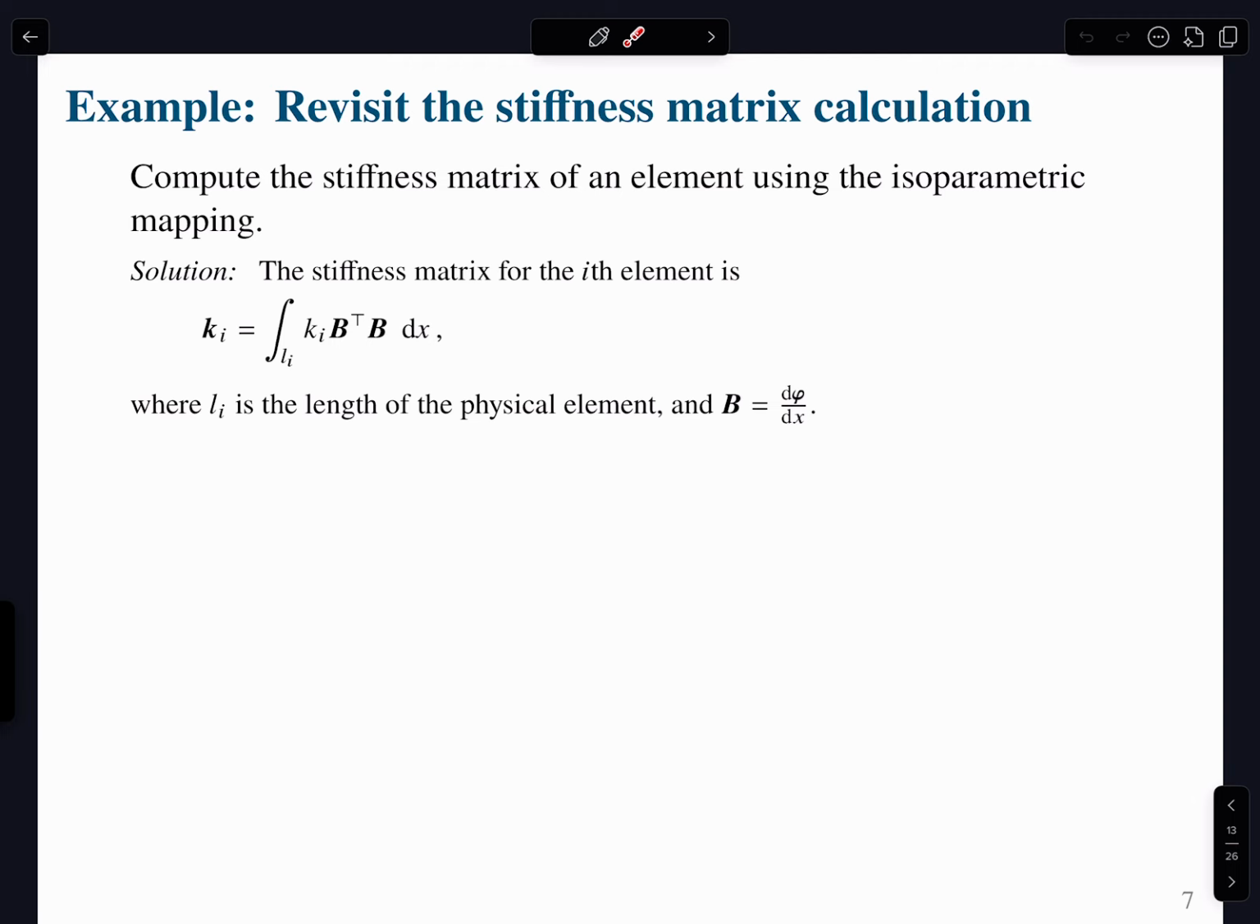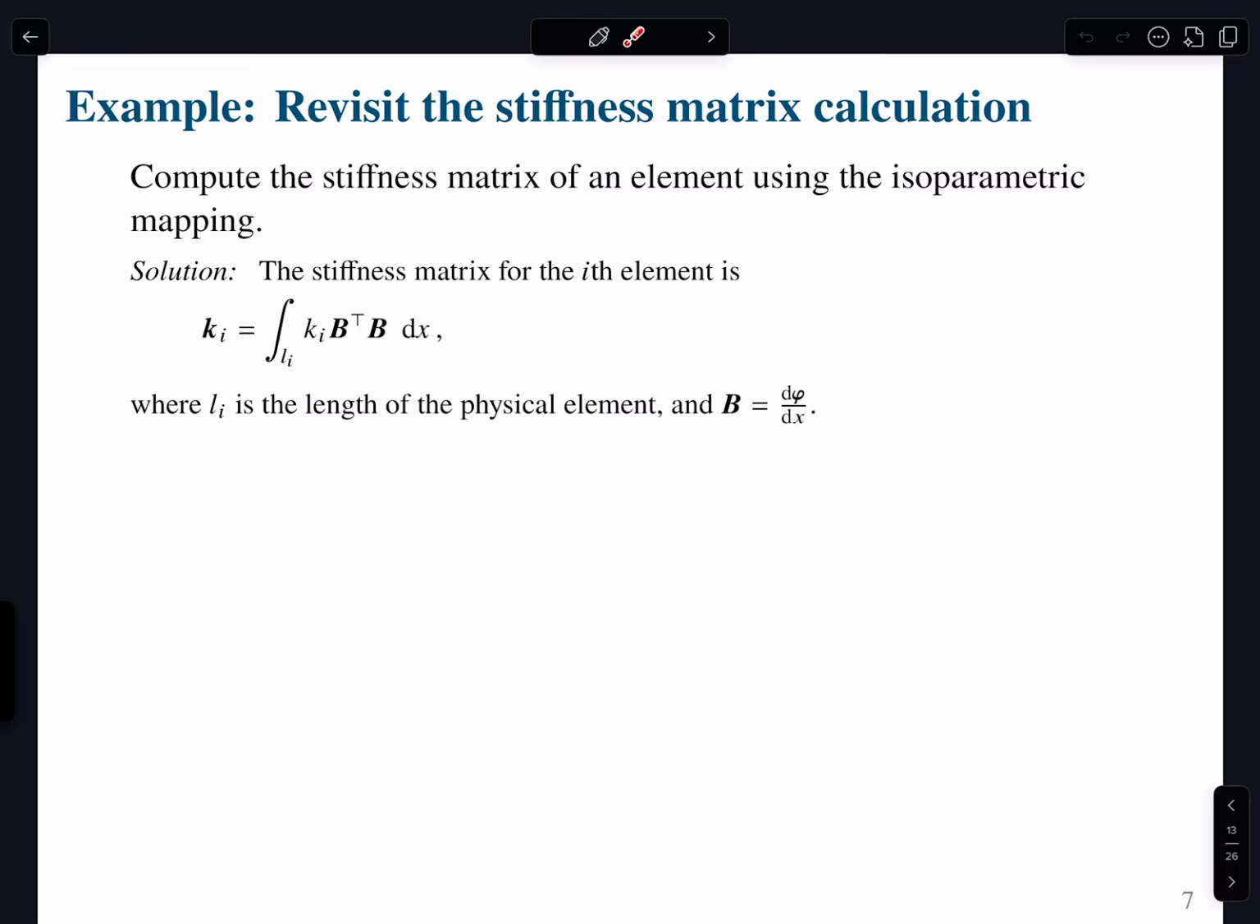Okay, so let's take a look at an example so that you can understand how this works. And I like this example because we did it without relying on the isoparametric formulation. So we actually computed already, if you recall, in the 1D elastostatics lecture, the stiffness matrix for an element, right? And so we know that the element matrix that is associated with that element I is computed as the integral over the length of the element, and then you have this Ki, the axial rigidity of the bar, right? So EA, and then you have the B transpose B.